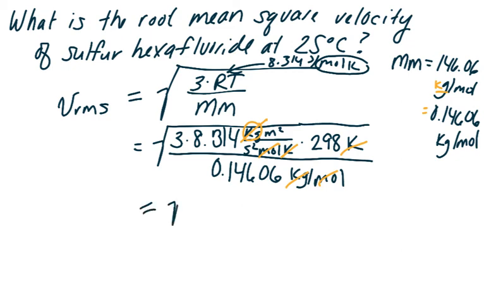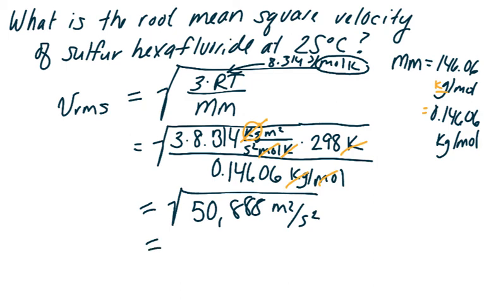If we put this into our calculator, we get the square root of 50,888 meters squared per second squared. Then we'll take that square root and we get 225.6 meters per second. Notice how I square rooted the number and I also square rooted the units. Meters per second is a nice unit of velocity, so we know we did our calculation correctly. Also, we should ask, does this make sense? Sulfur hexafluoride is heavier than air, so that means that it moves slower. We said air moves about 500 meters per second, so that means our answer makes sense.